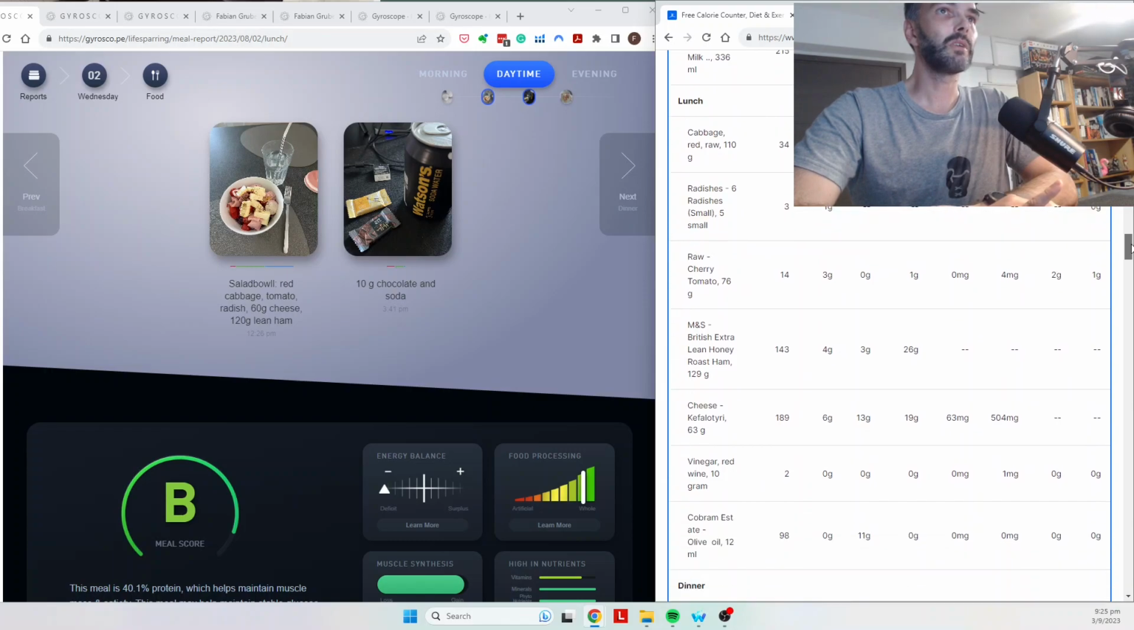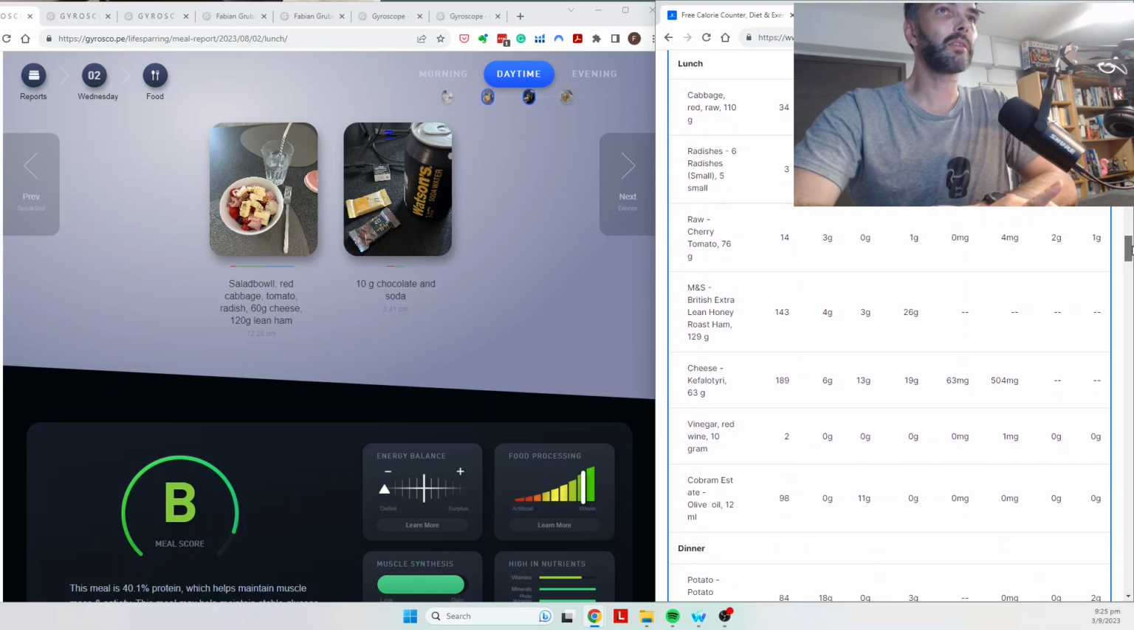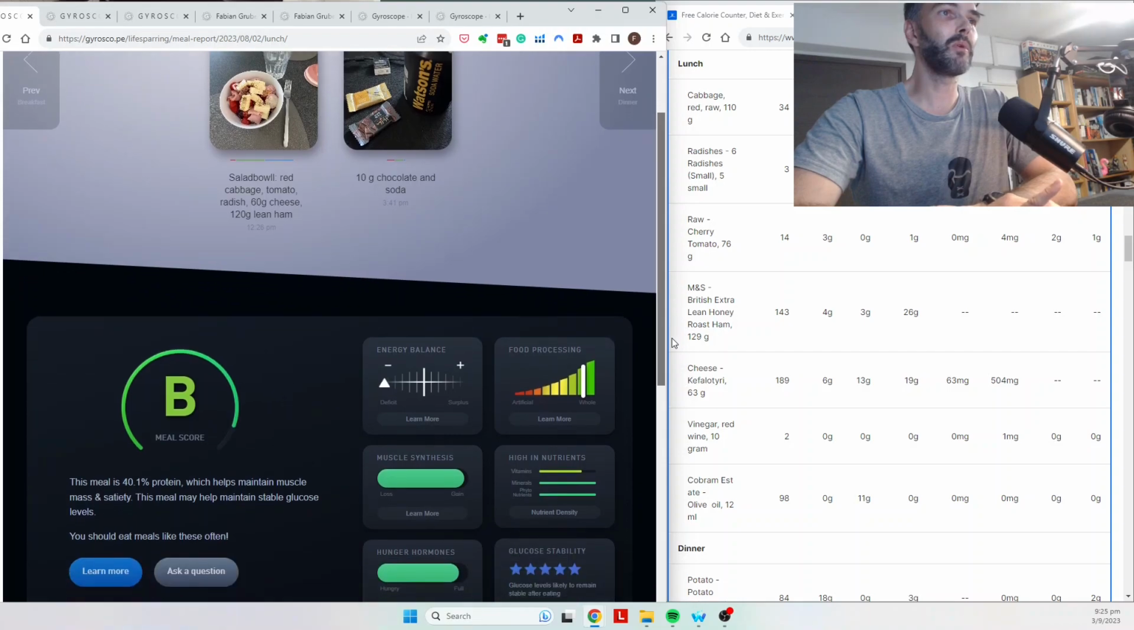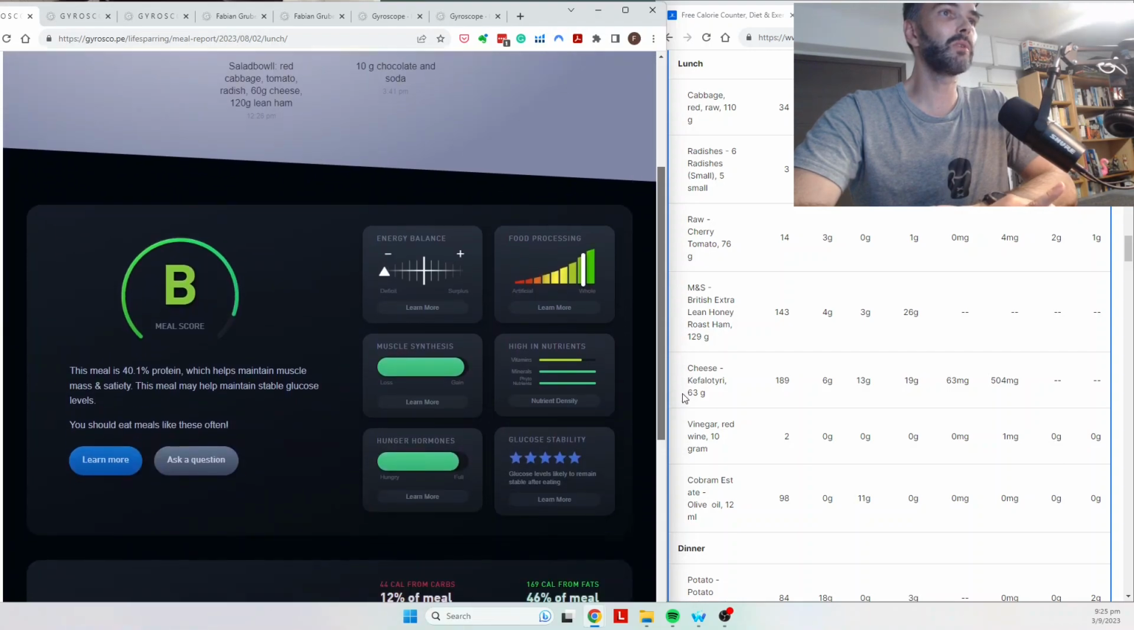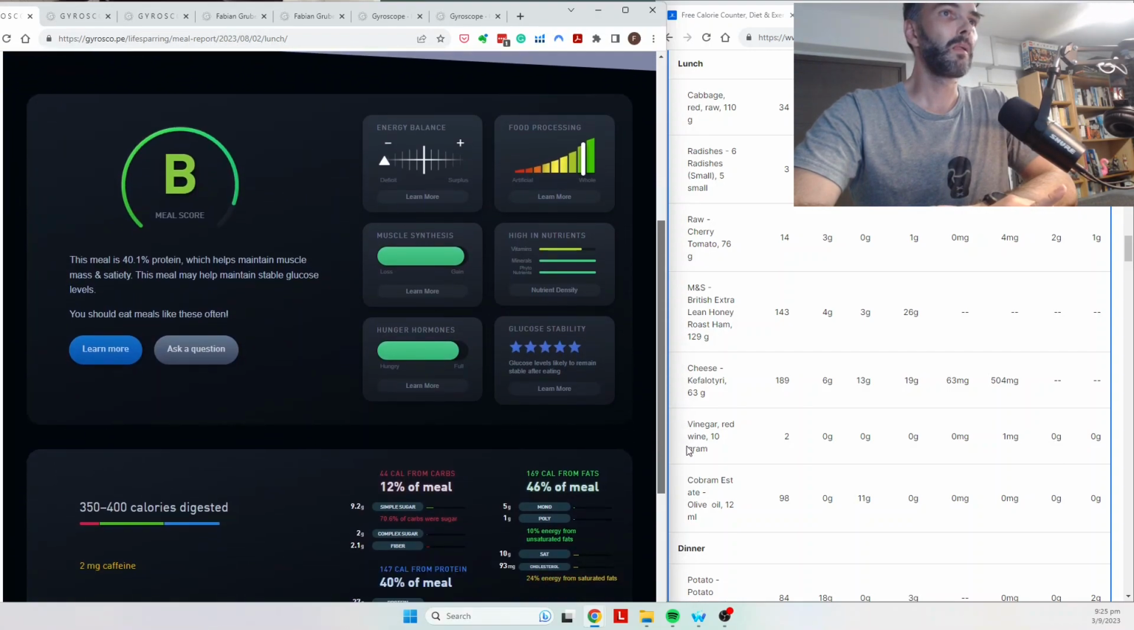Then lunch, again, pretty difficult, I guess, since it's a salad again. Even with the 60 gram of cheese and 120 gram of lean ham, it's most likely difficult to really get the full proportions. It's also just a B score. I don't know why this is just a B.